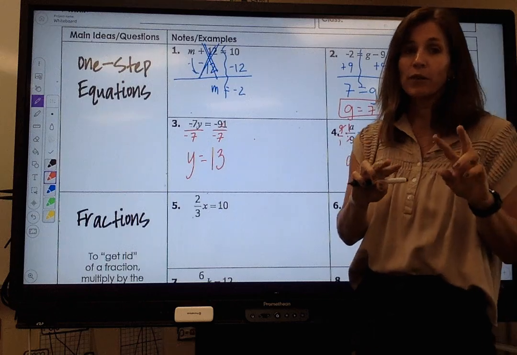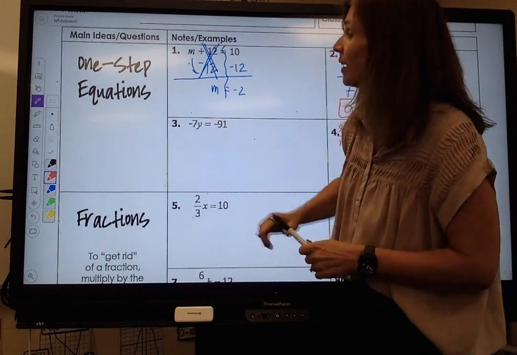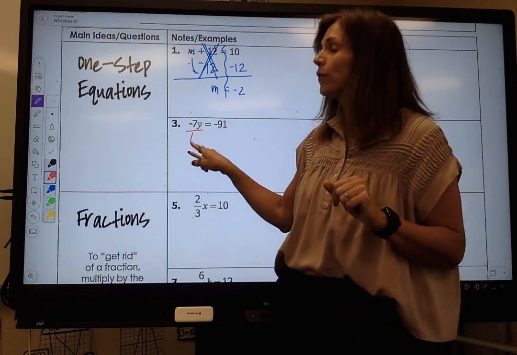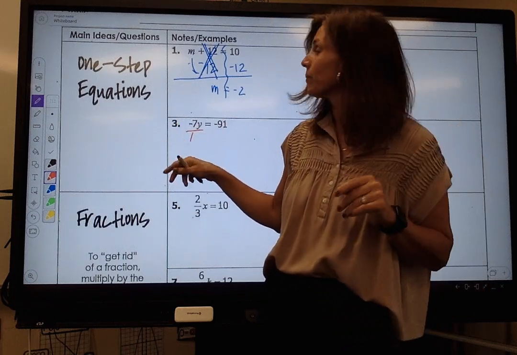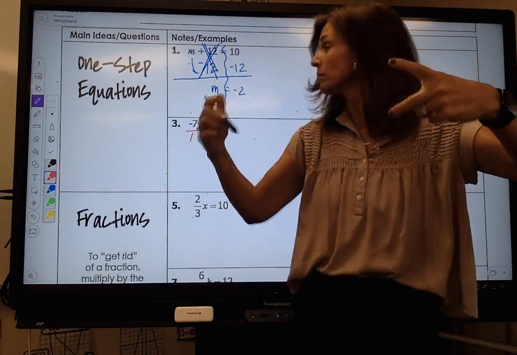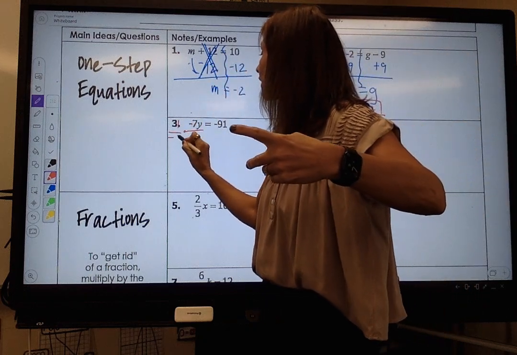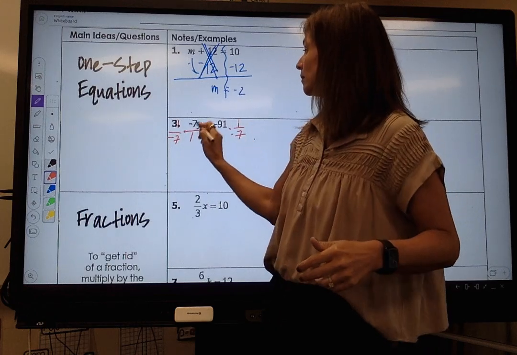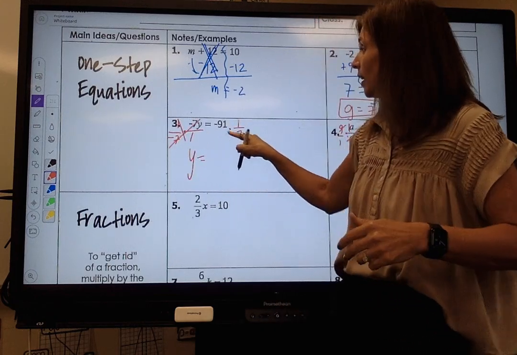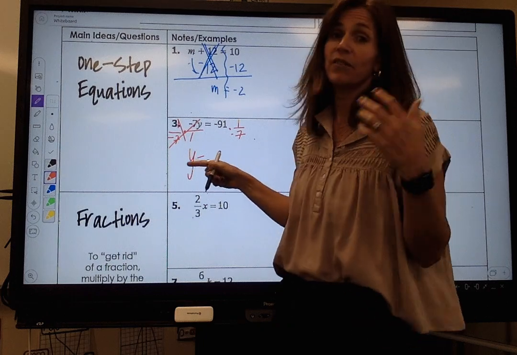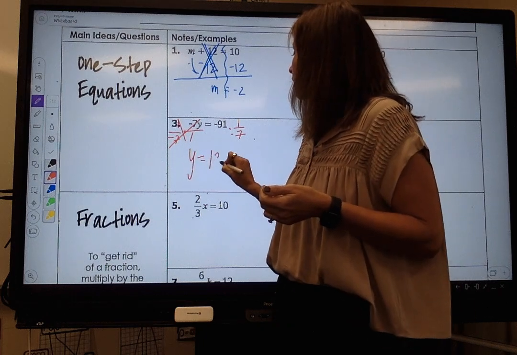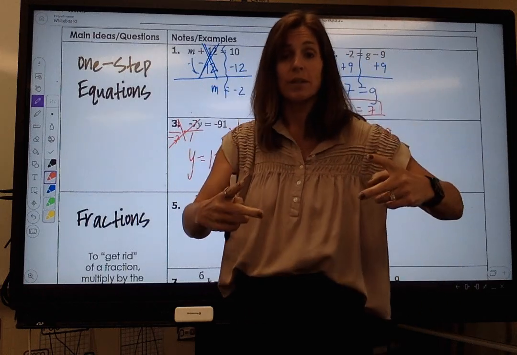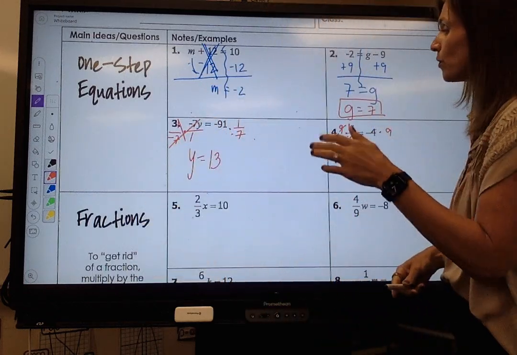Multiplicative inverse. Really, number 3 is also multiplicative inverse, because look what happens. If you turn that into a rational number that fits the form a over b, and you flip your reciprocal, 1 over negative 7, whatever you do to one side, you do to the other side. That cancels out to y. You cross reduce, and that's going to give you the same answer of 13. It still is multiplicative inverse. You flip your reciprocal. Your life will be so much easier once you learn to embrace that.